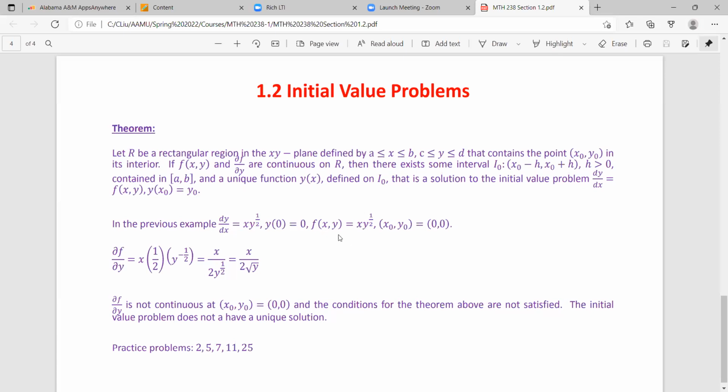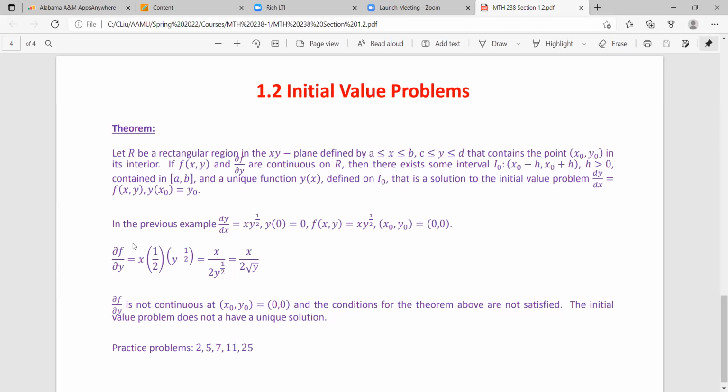So we got this function f, which is the right hand side of the equation. So f equals x times y to the half. And the initial condition y of 0 equal to 0 means x0 is 0 and y0 is 0. So identify those conditions first. And then we want to check whether f and the partial f, partial y are continuous. There is no problem for f itself.